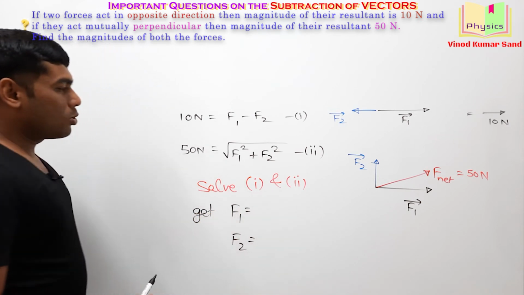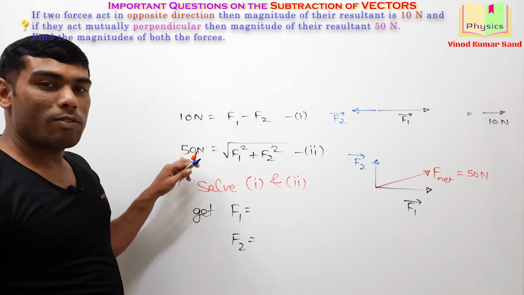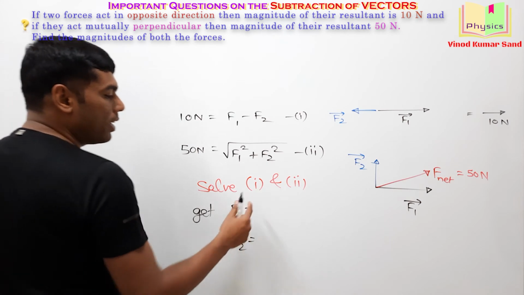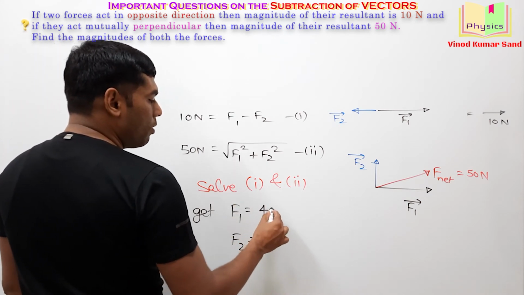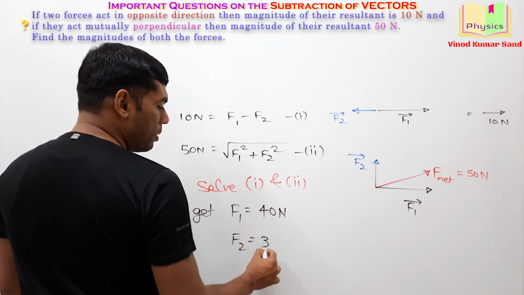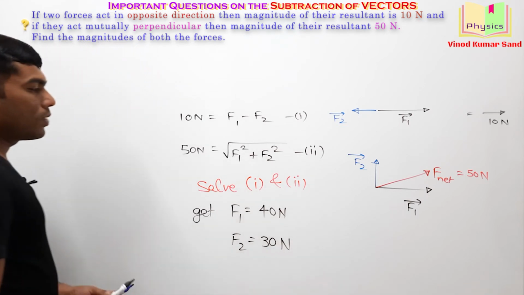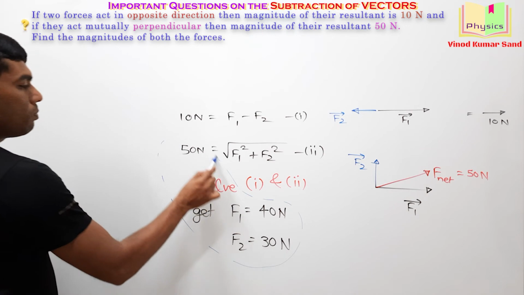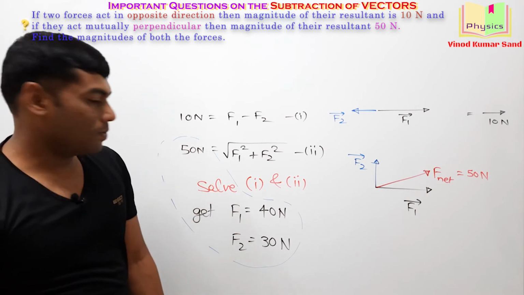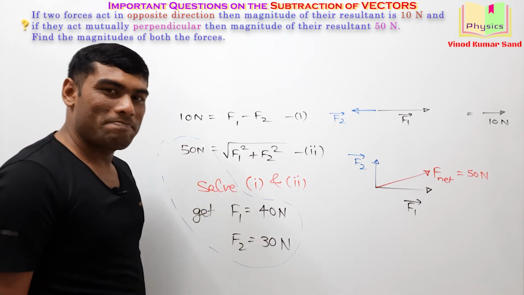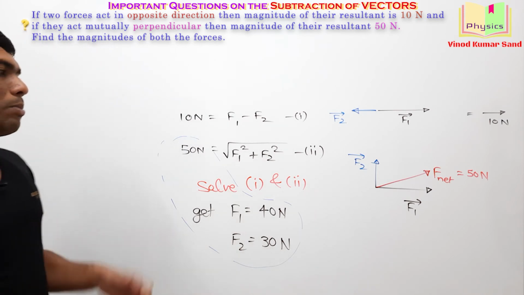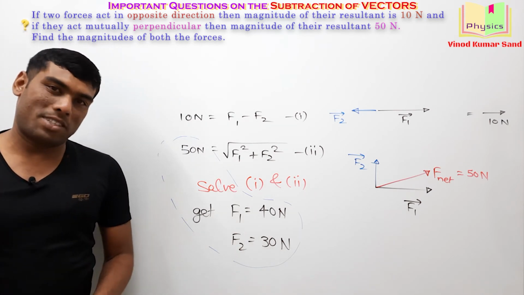Although a few smart students can think the values using the Pythagorean triples. When you simplify, F1 will come out to be 40 Newton and F2 will be 30 Newton. Actually, it's a Pythagorean triple. Check these numbers: 30, 40, 50. Okay. Note it down. Then we'll be taking up a very interesting question.